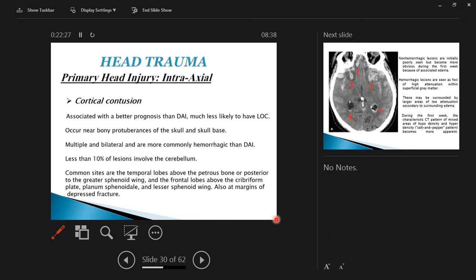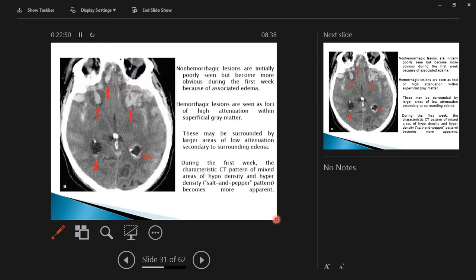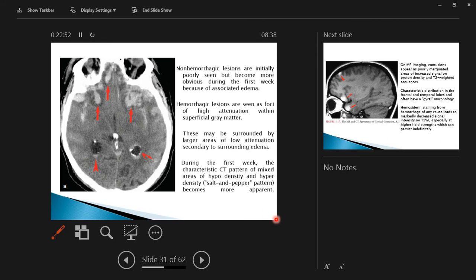And as we said, it usually occurs near bony protuberances over the temporal bone, above the petrous bone, or posterior to the greater sphenoid wing, or at the frontal lobes, above the cribriform plate, or planum sphenoidale and lesser wing. Cortical contusion may also occur at the margins of a depressed skull fracture. This was the picture we saw before.